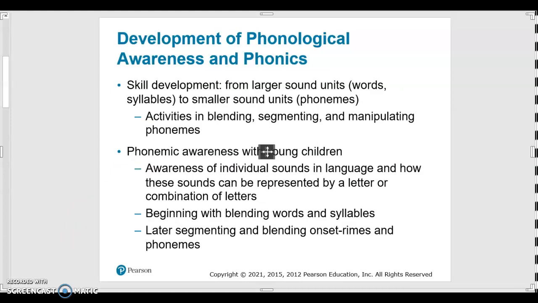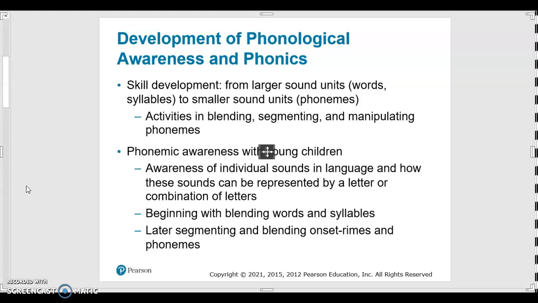All right, so development of phonological awareness and phonics. This is skill development from larger sound units, thinking about words and syllables, to smaller sound units, those phonemes. So we want to think about blending, segmenting, manipulating phonemes, stuff like that. And I'm going to show you one example in the textbook. Phonemic awareness with young children.